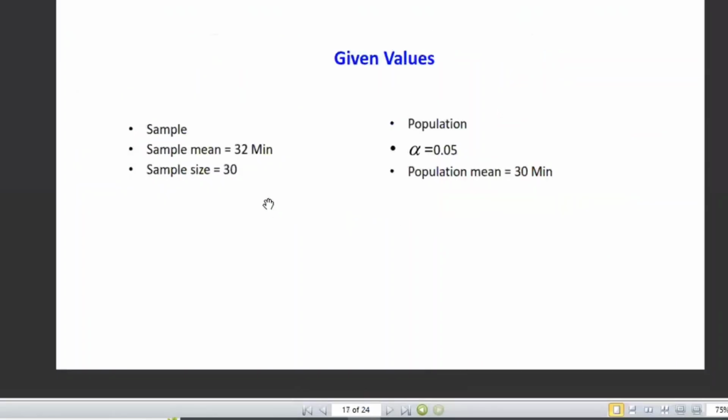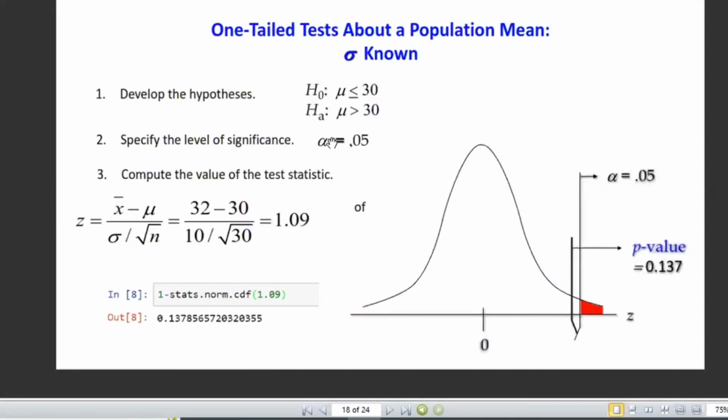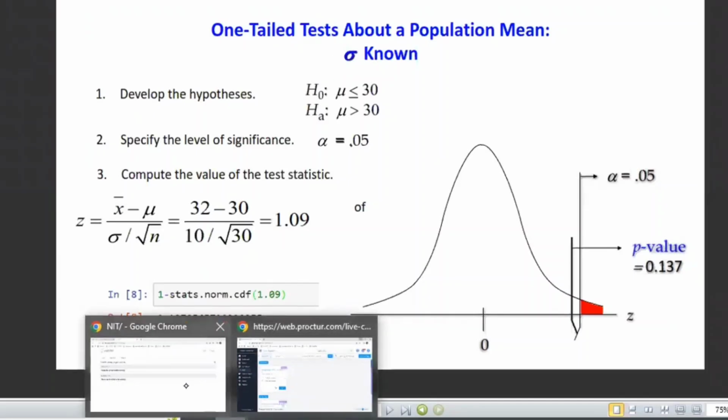So see here, first, what is the given data? Sample mean is 32 minutes. Sample size N is 30. Alpha is equal to 0.05, and the population mean for which I have to do the inferential statistics is 30. Now first I am going to formulate the null and alternate hypotheses, the alpha value, and calculate the Z test statistic value. 32 minus 30 divided by 10 by square root of 30, and I have got 1.09. Now whatever Z test value you have got, go and open the Z table.